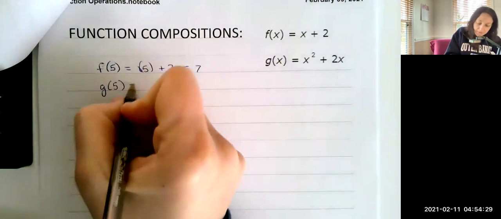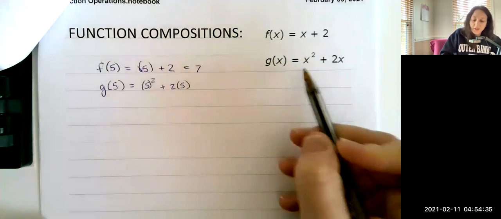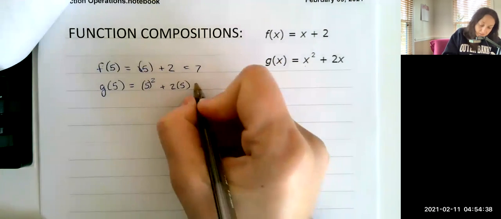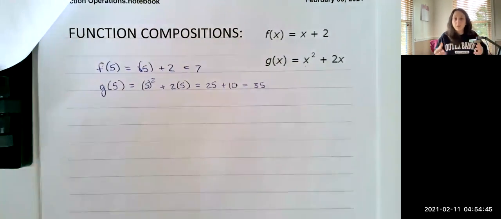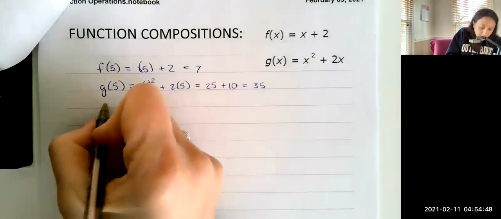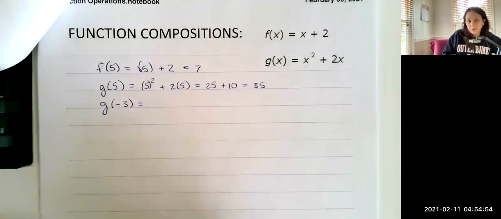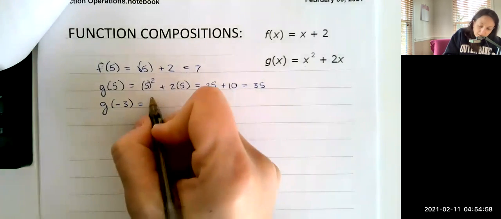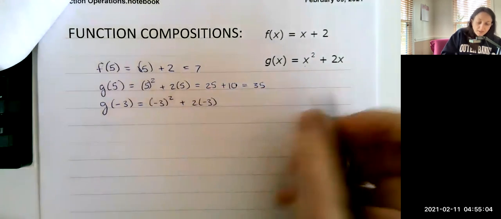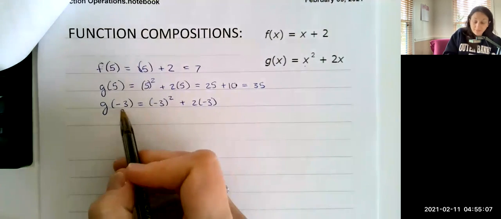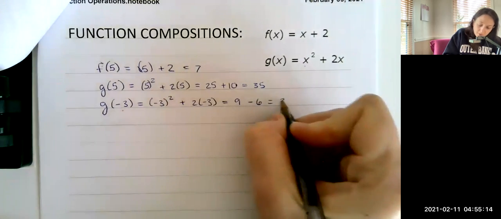G of 5 is 5 squared plus 2 times 5 because I'm subbing in a 5 for the X. So 25 plus 10 equals 35. Okay, so that's what we're doing. We're building this up. So if I were to do G of -3, and I could do it with F too, but I'm going to switch over to G here. If I were to do G of -3, I would have -3 squared plus 2 times -3. Again, replace each X with whatever's on the inside here. So I've got 9 minus 6, or just plain old 3.